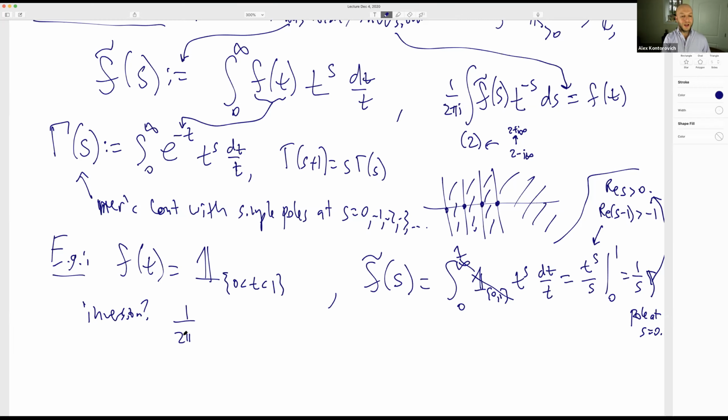That would say 1 over 2 pi i, integral over some vertical line like 2, of F tilde of s, which is 1 over s, times t to the minus s, ds. Well, that was exactly that integral. This is called Perron's formula. We did this integral last time. Does anybody remember what this comes out to? This will play a key role in what we're about to do. This doesn't converge absolutely, so you have to be quite careful about what you mean by this.